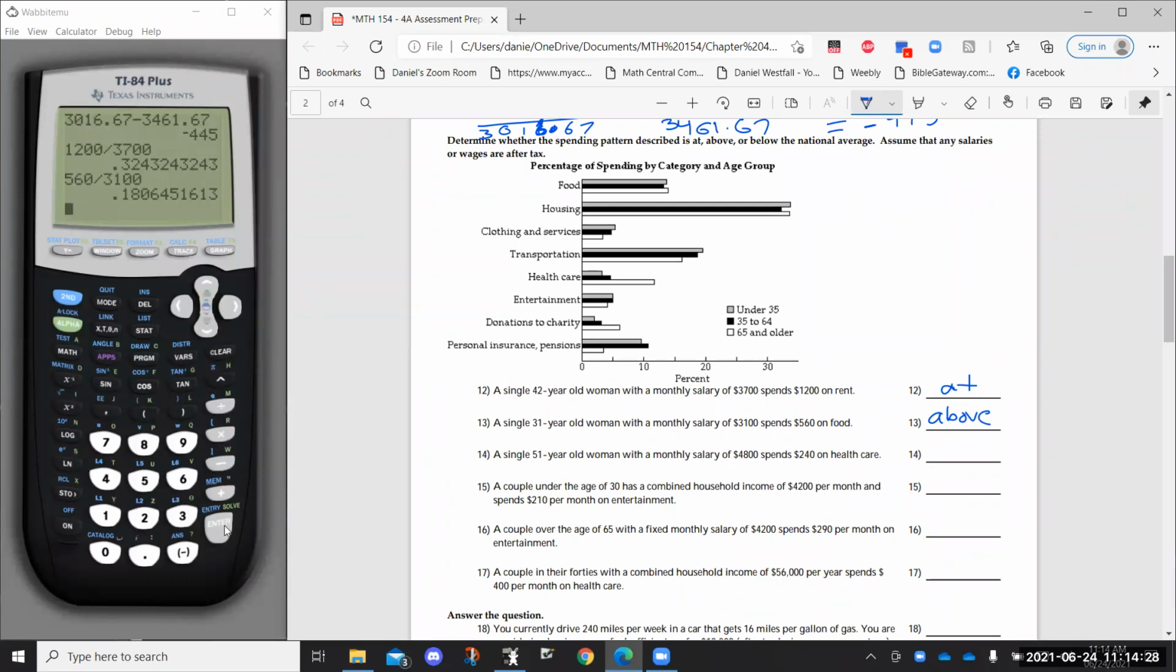51-year-old, going to be in the dark black again. 4,800, spends 240 on healthcare. 240 divided by 4,800. She's spending 5%. So let's look at healthcare in that range. So that's exactly at the average of 5%.